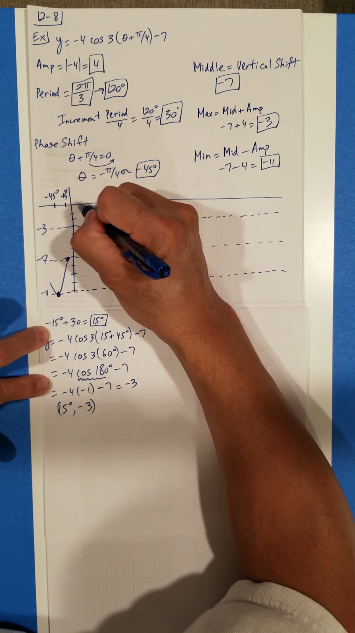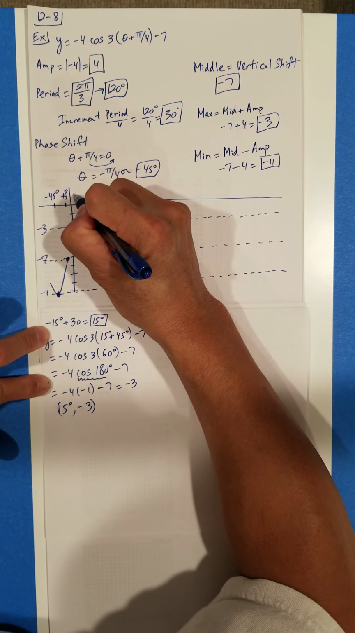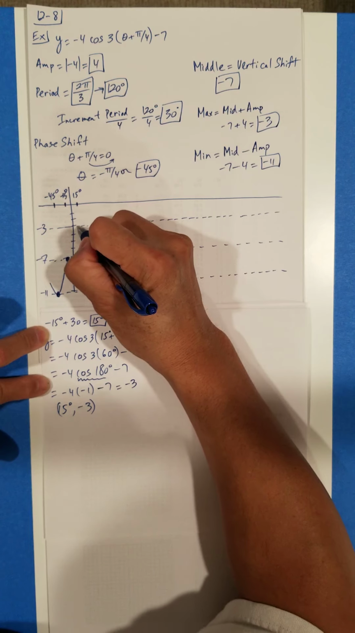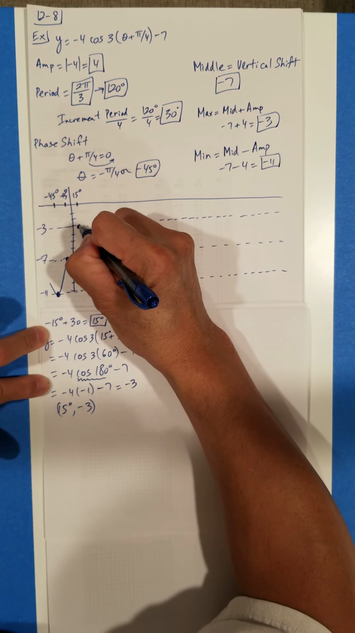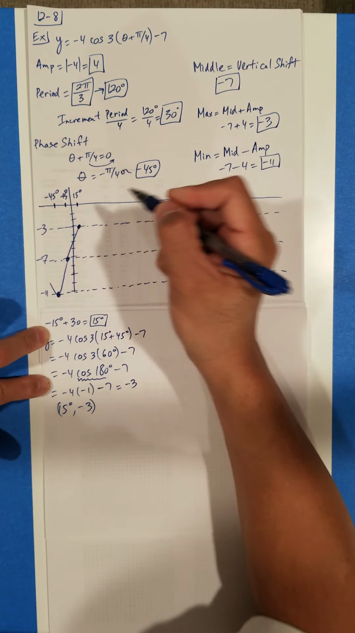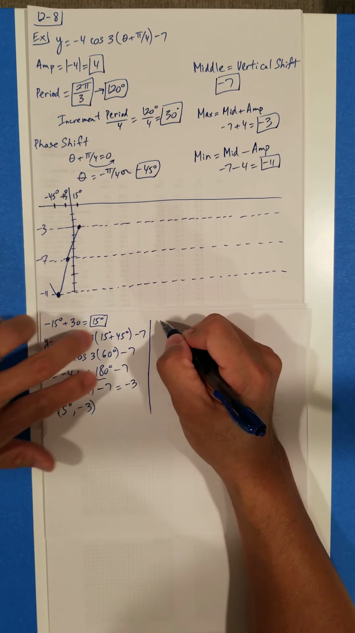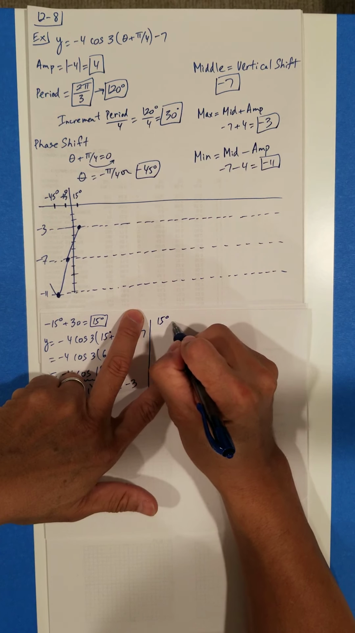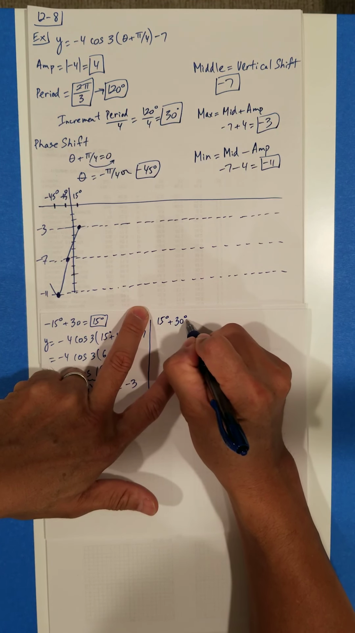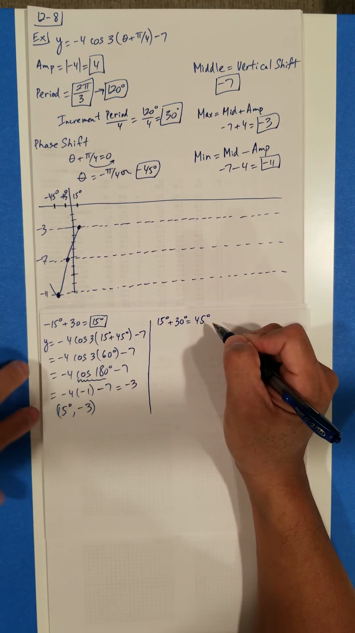So here's negative 15, here's positive 15 degrees, and my height was negative 3 right there. So I'm going to connect like that. Okay? Okay, let's do some more points. My last point is 15 degrees. I add the increment, and I get 45.